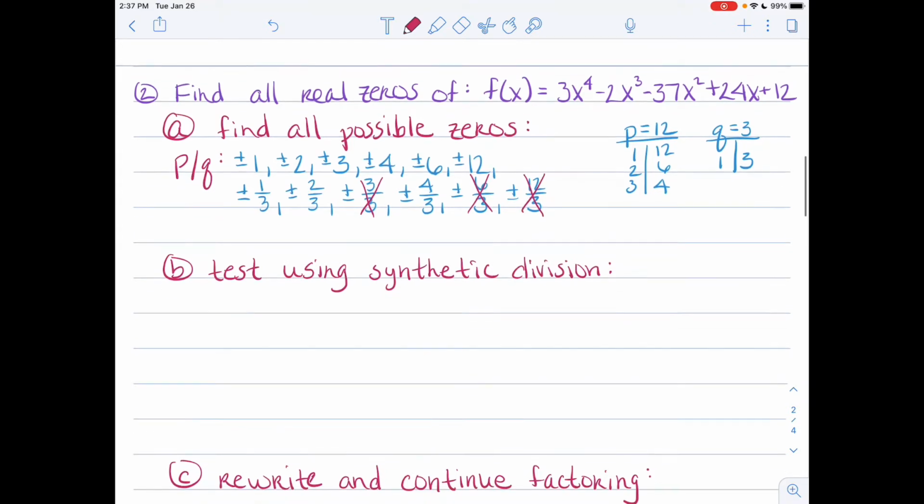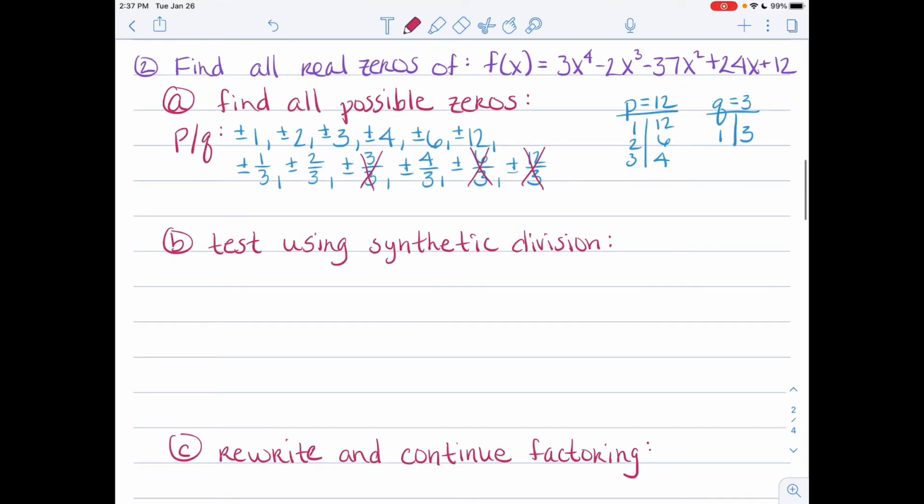Now, what I'd like for you to do is go ahead and test using synthetic division and find a 0. Hint, start with testing a 1. Come back here to see how you did.